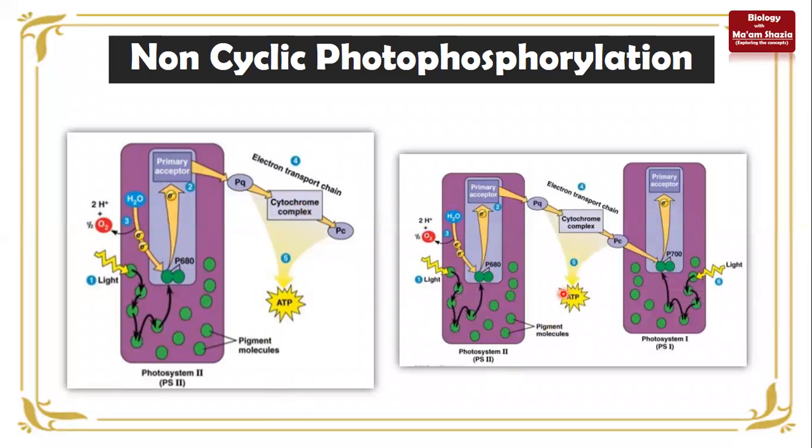And then finally, the last reaction: the weak electrons coming from PS2 and the first ETC will be incorporated into the P700. Why? Because there is no photolysis for PS1. So up till now, we have completed up to this point.